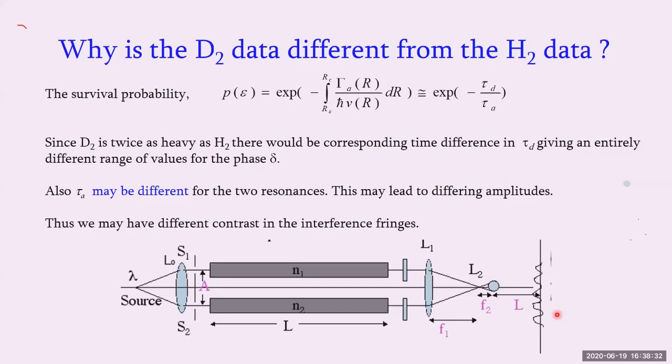optical interference system, where you can get an interferogram. Now assume that in this path you have an absorbing material, which we can compare to the auto detachment decay of the two paths. So depending on the N1 and N2 or absorption in these two paths, you are going to end up with a contrast in the interference fringes, as in the case of H2 and D2.